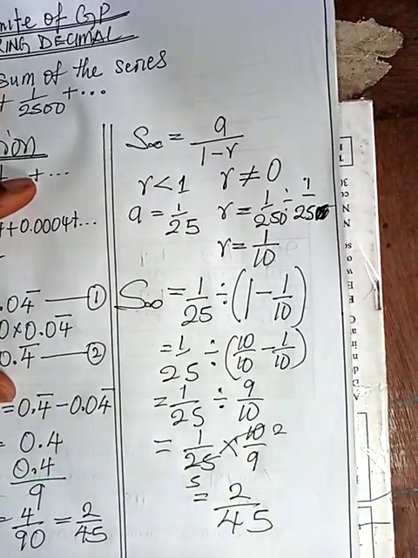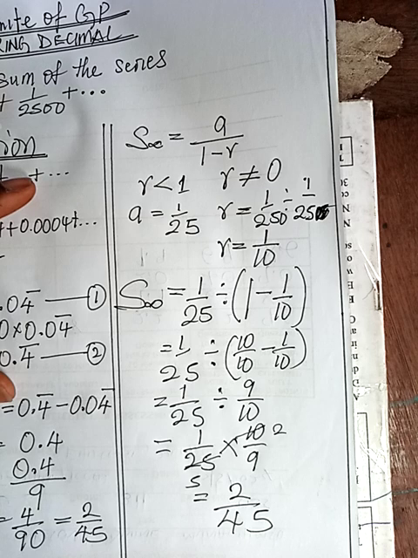So there's a relationship between recurring decimals and sum to infinity.